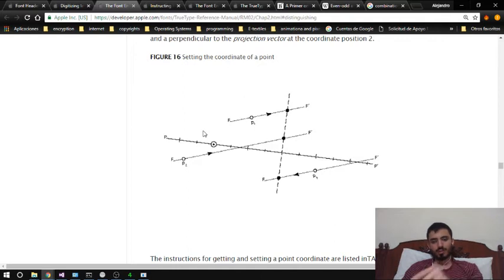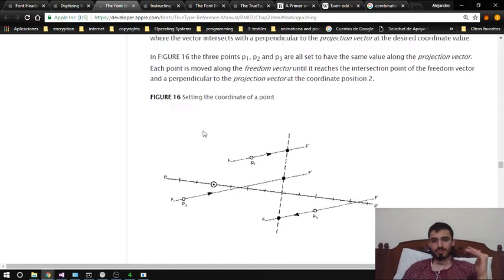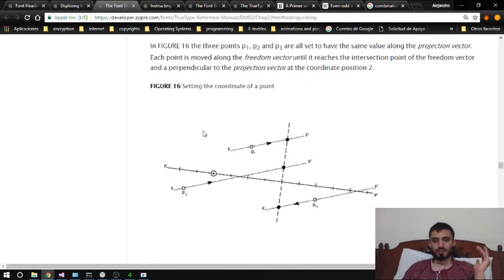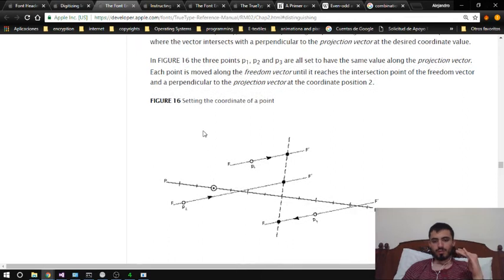So the projection vector is the one that is more opaque. It has the perpendicular and it has projection vectors that pass along that perpendicular, and we want to know where it passes along the perpendicular.